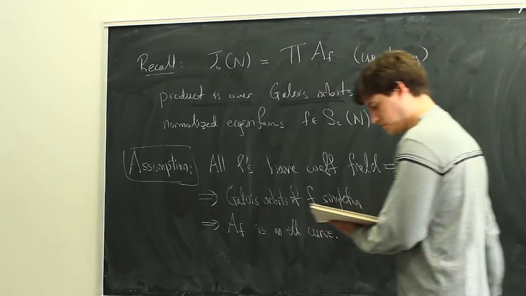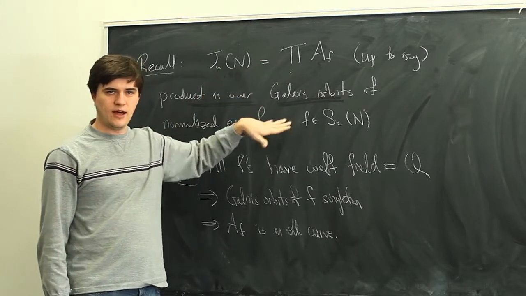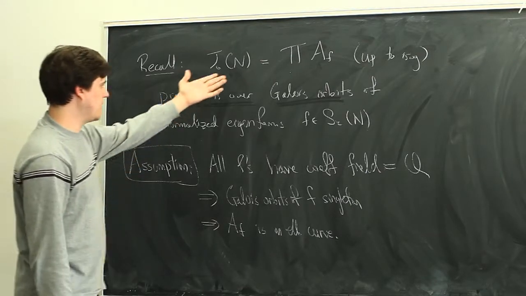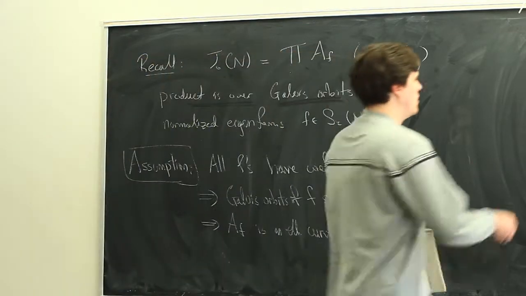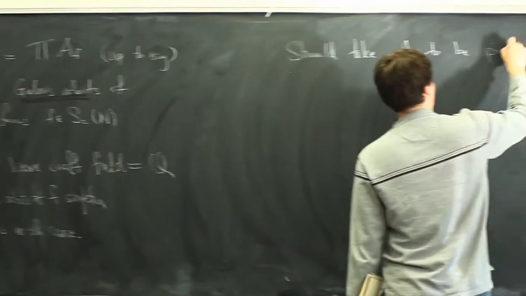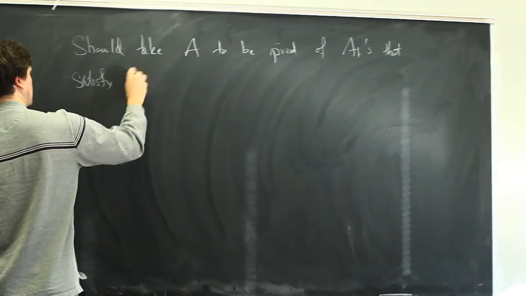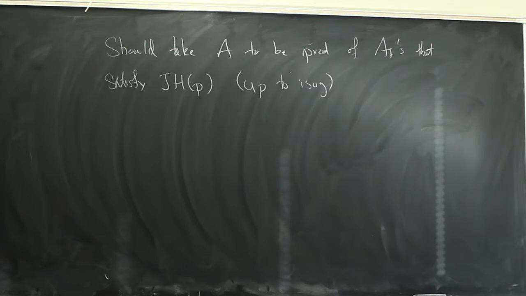Okay, so we're trying to find some quotient A of J0N. And to apply our criterion from rank 0, we want it to satisfy this condition JHP. That's an isogeny invariant condition, so there's a best choice. You just look at the factors that satisfy that, and you take the product of those. So you should take A to be the product of the AFs that satisfy JHP, at least up to isogeny. We only have two conditions to satisfy: JHP, and making the cusps distinct. To make the cusps distinct, you want to take as big a quotient as possible to make your life easiest. So we should just take everything that works.